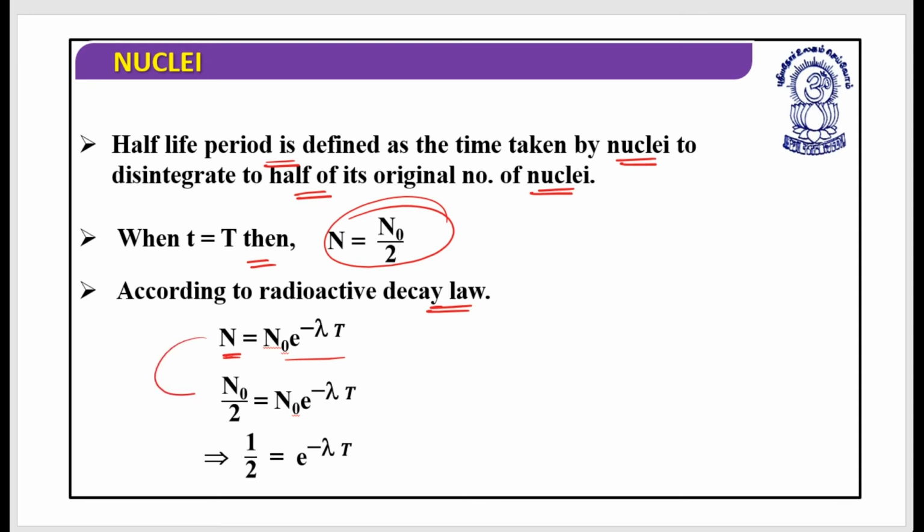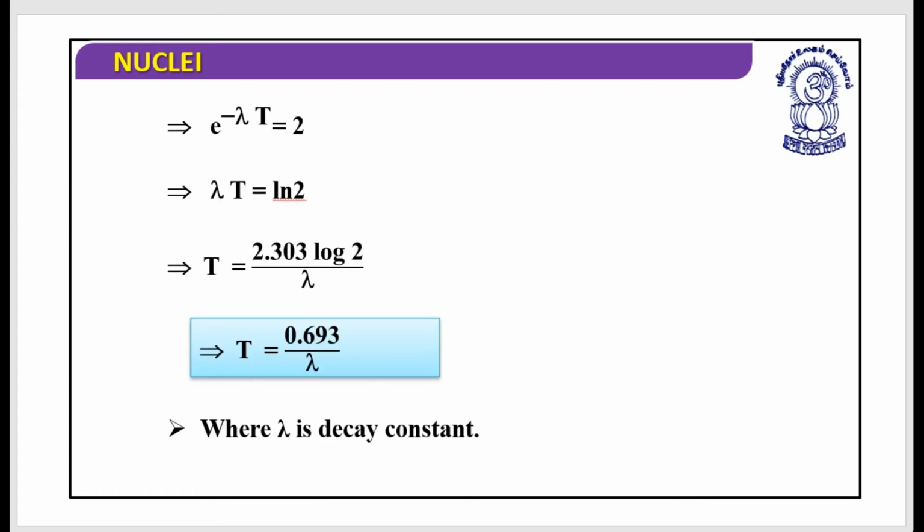As we understood, this will become half, N naught by 2, which is equal to N naught into e to the power minus lambda t. So 1 by 2 equals e to the power minus lambda t, or e to the power lambda t is equal to 2. If I take a log on both sides, lambda t is equal to ln 2. So t would be equal to 2.303 into log 2 divided by lambda.